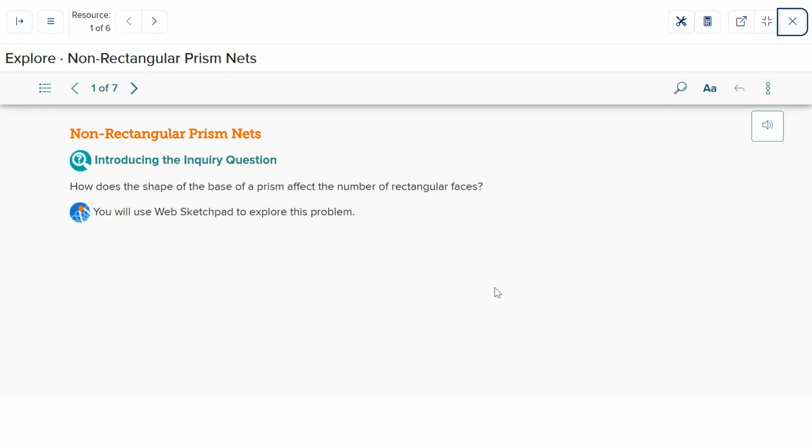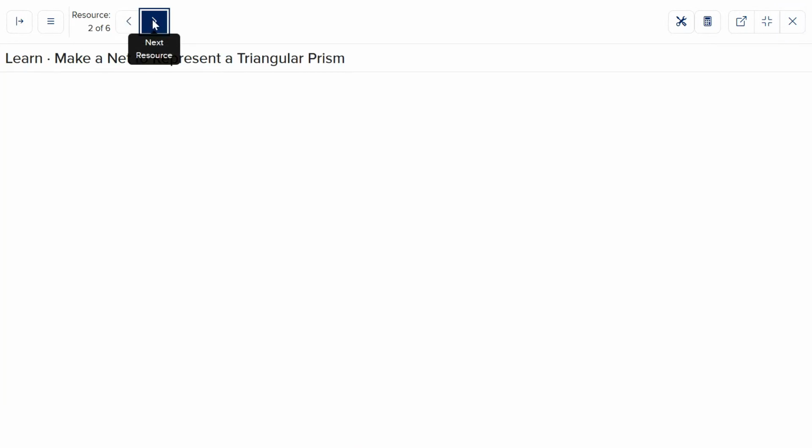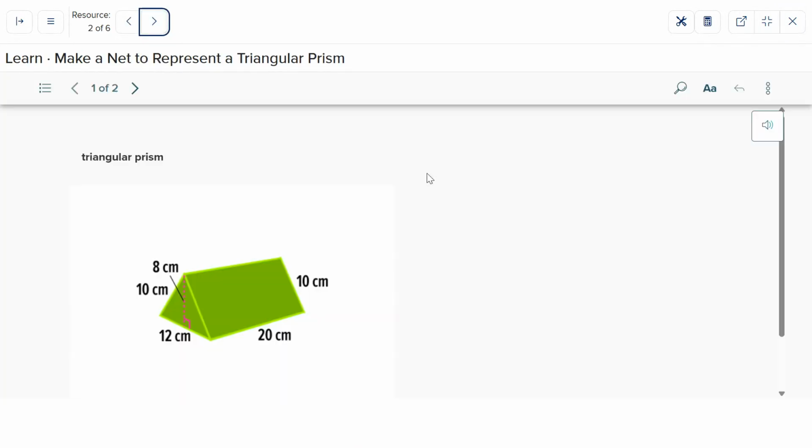Sorry, I was distracted because when I clicked the button, it did something weird. So anyway, yeah, we are doing surface area of triangular prisms. This is not what I want. See, it glitched out. All right, this is what I want.